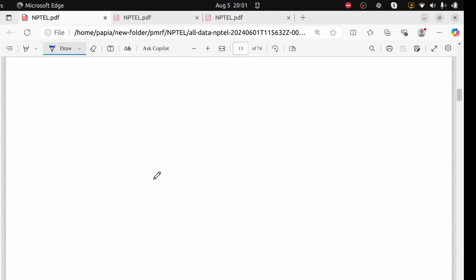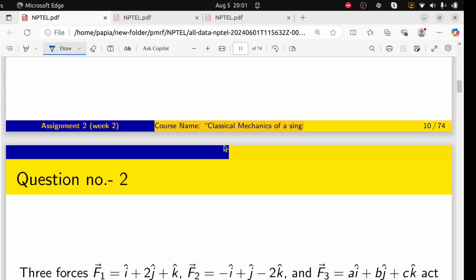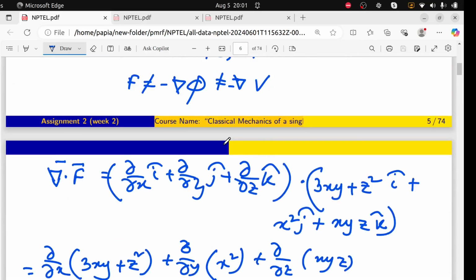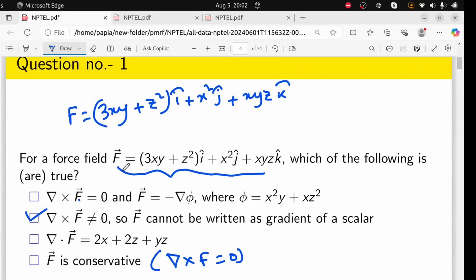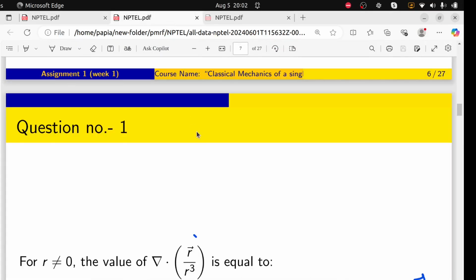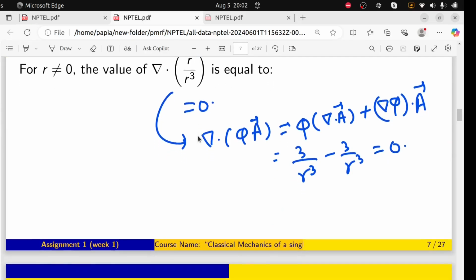Then there are three forces on a particle which is in equilibrium. Find the values of A, B, and C. The total net force is 0 on the particle because it is in equilibrium. Then the first part: which of the following is or are true, curl of F, curl of E, like that we have to check, and after that we will check. Okay, so these are the cases, and these are for the first week.